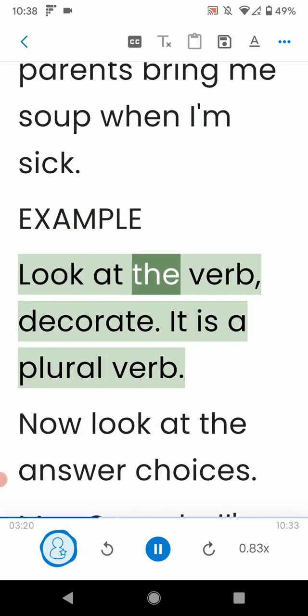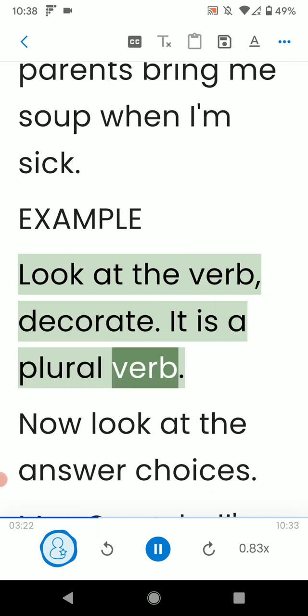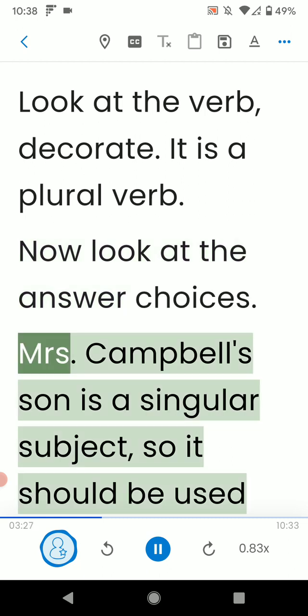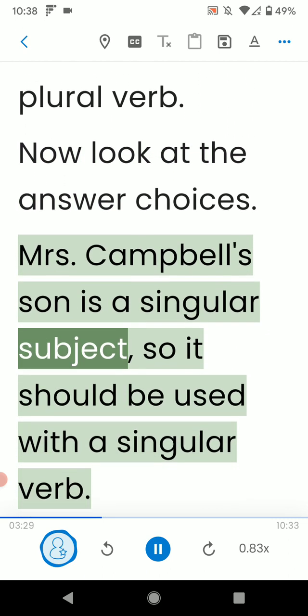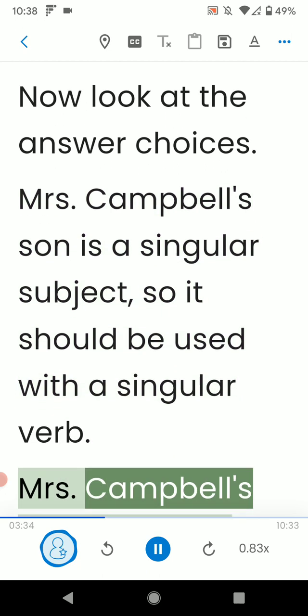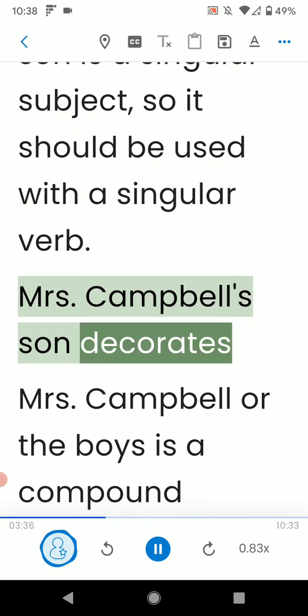Example. Look at the verb decorate. It is a plural verb. Now look at the answer choices. Mrs. Campbell's son is a singular subject, so it should be used with a singular verb. Mrs. Campbell's son decorates.